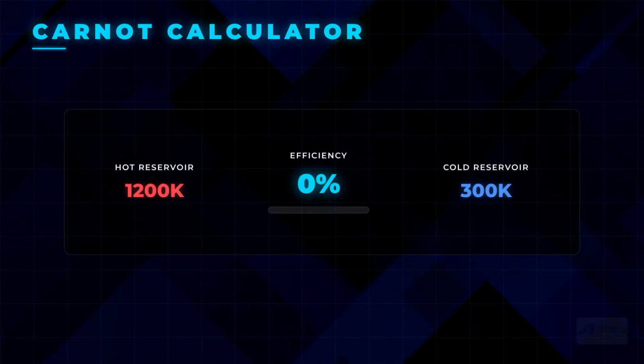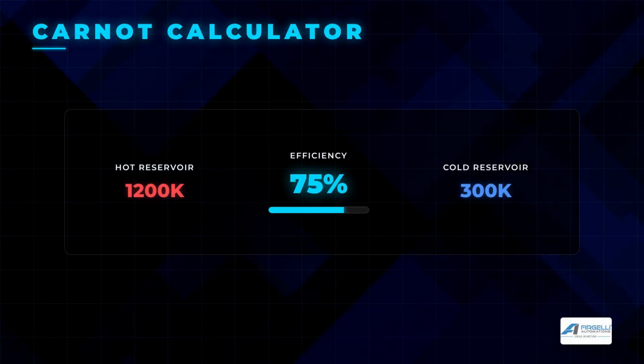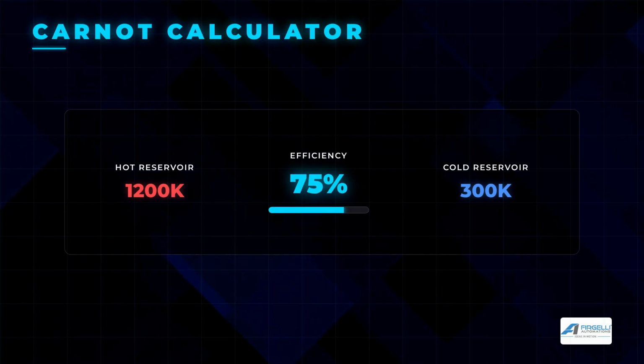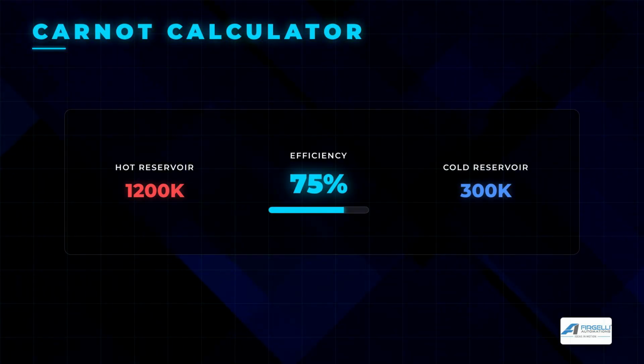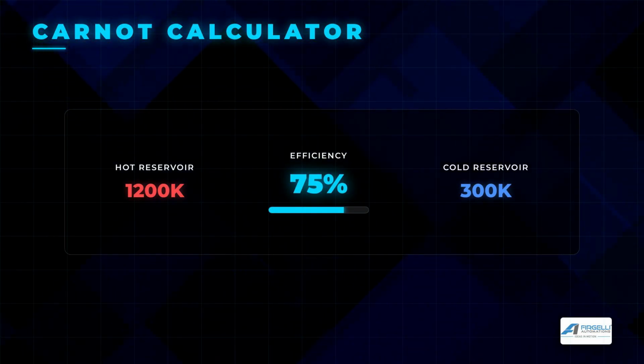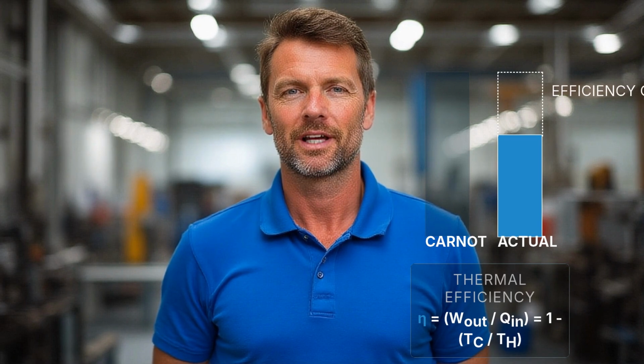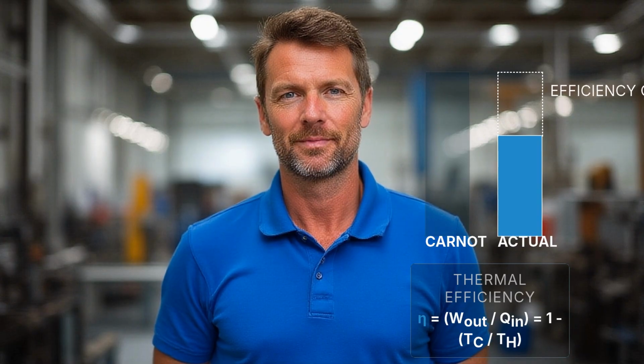For Carnot efficiency comparison, enter hot reservoir temperature of 1200 Kelvin and cold reservoir temperature of 300 Kelvin. The calculator returns a Carnot efficiency of 75%, showing the theoretical maximum. These outputs tell you both your actual system performance and how far you are from the theoretical limit. The gap between actual and Carnot efficiency reveals improvement potential.